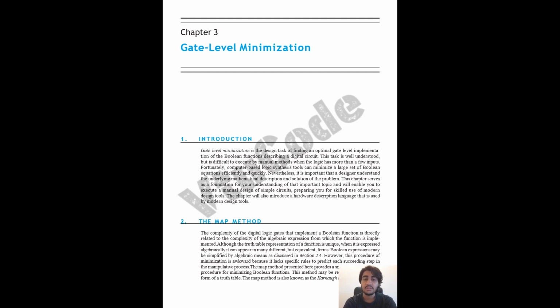However, if we're dealing with a 3 variable or a 4 variable Boolean expression, we need K-map. So what is K-map now? A K-map is nothing but a tabular or a pictorial representation of the Boolean expression. So let's move ahead.